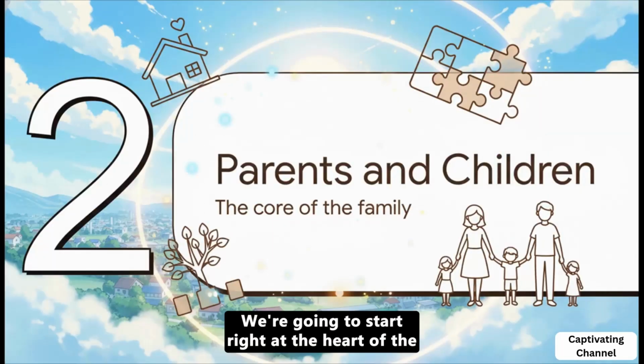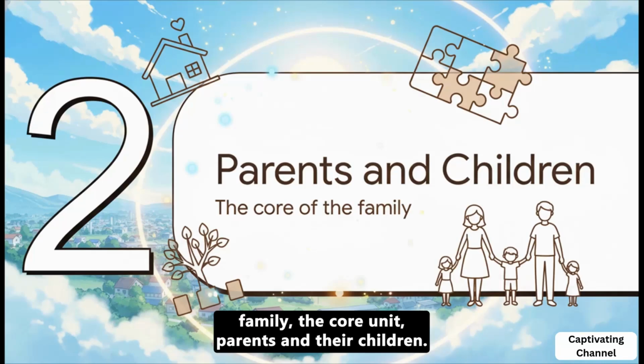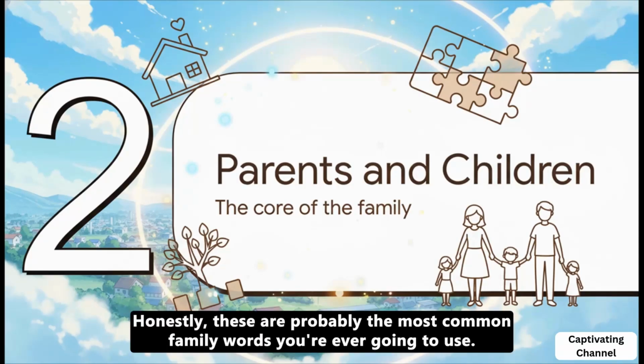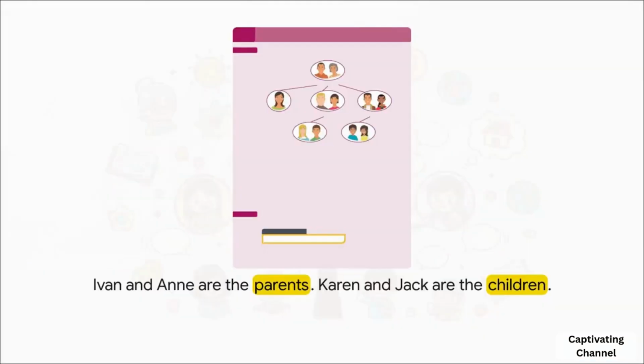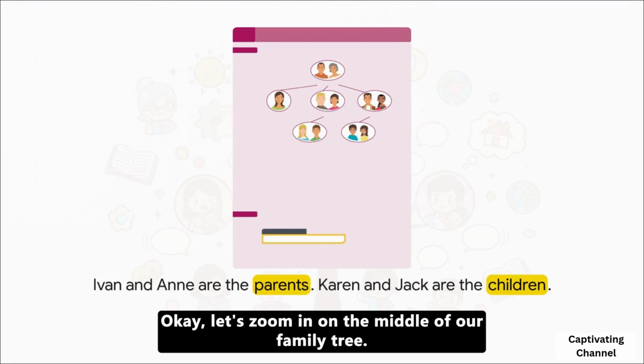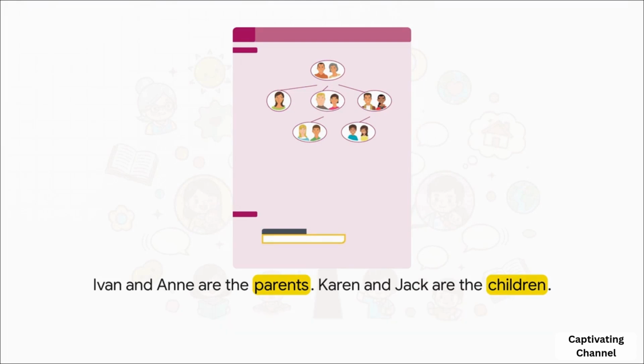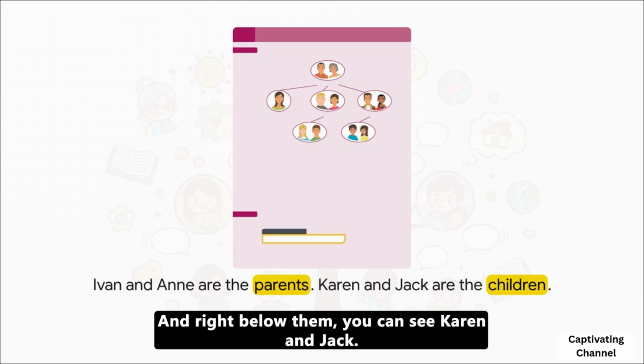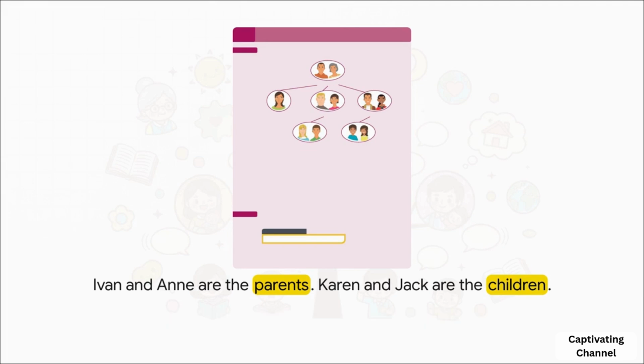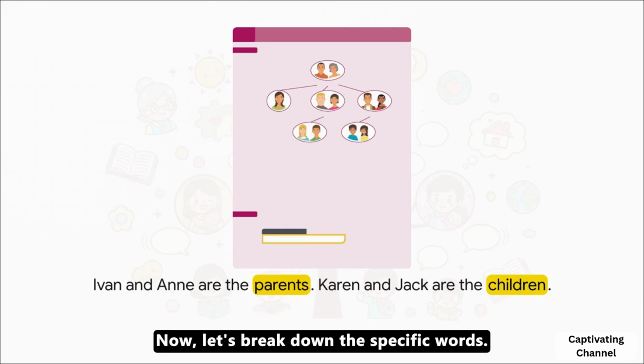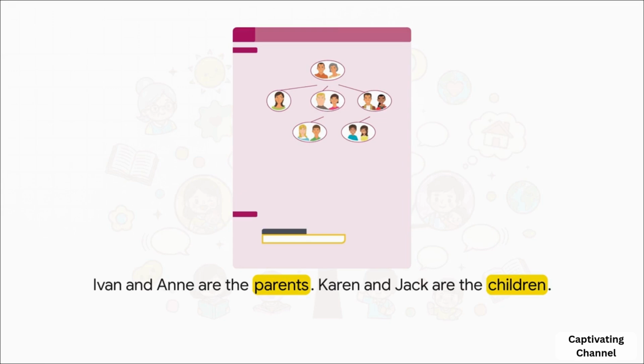We're going to start right at the heart of the family, the core unit, parents and their children. Honestly, these are probably the most common family words you're ever going to use. Okay, let's zoom in on the middle of our family tree. See Ivan and Anne there? They're the parents. And right below them, you can see Karen and Jack. They are the children. Now let's break down the specific words for how they're all related.